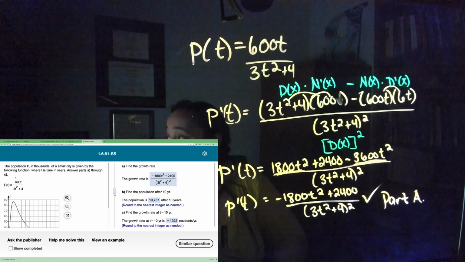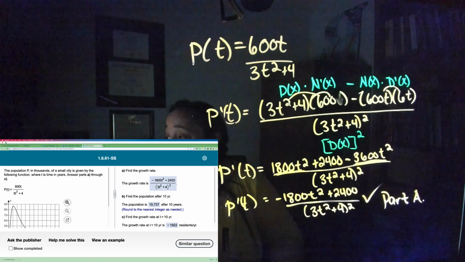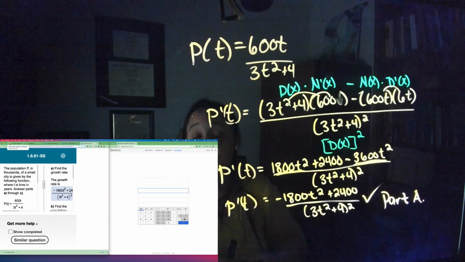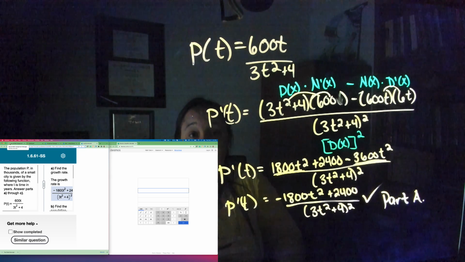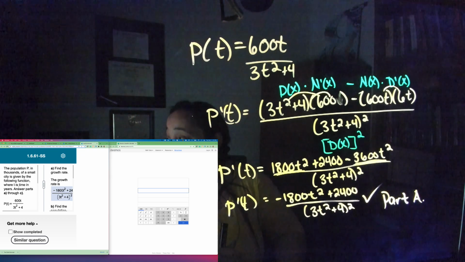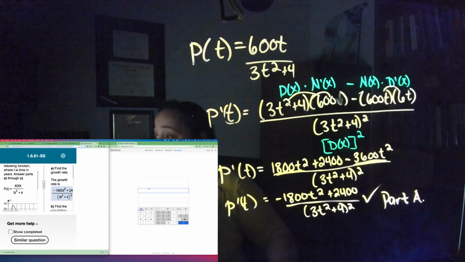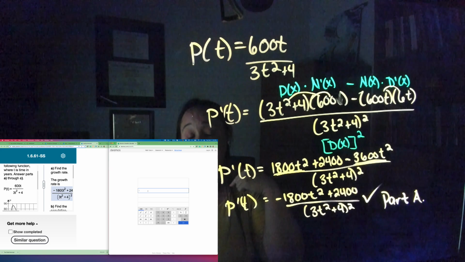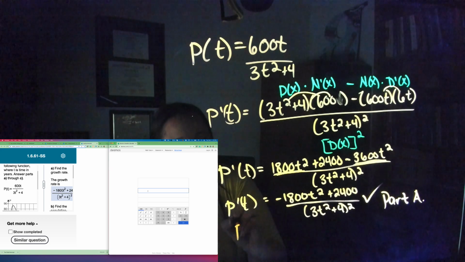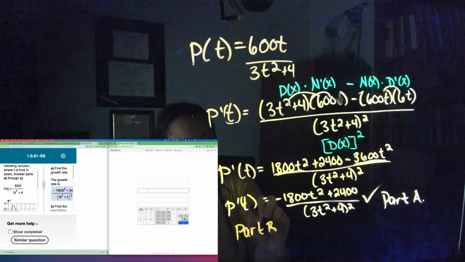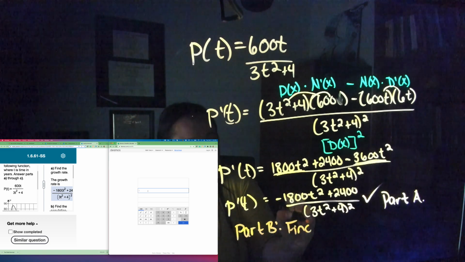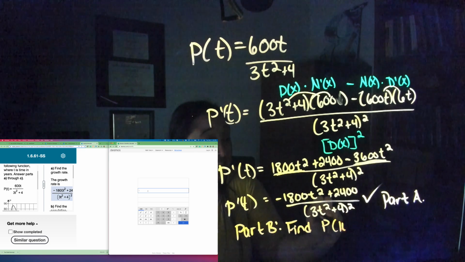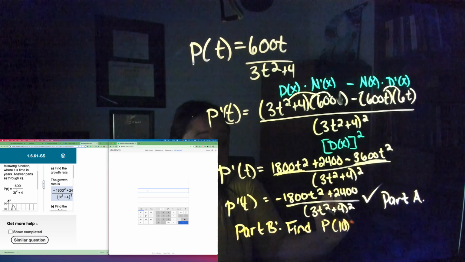Okay? So I hope this isn't too small, but I would recommend you guys use Desmos if you don't have a graphing calculator to simplify these expressions or to find these answers. So this is asking for the population after 10 years. So what I would do is input 10 into P of t. So part B, and I know I'm running out of room, we want to find P, can you see this? Yes, P of 10, not P prime, but P of 10.